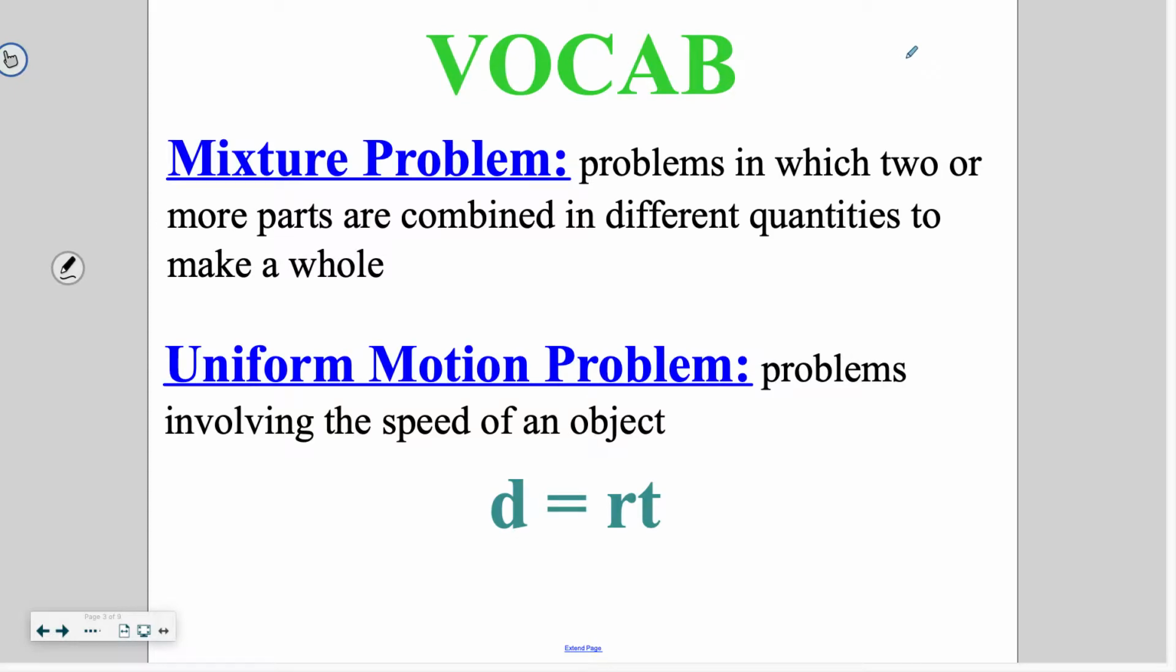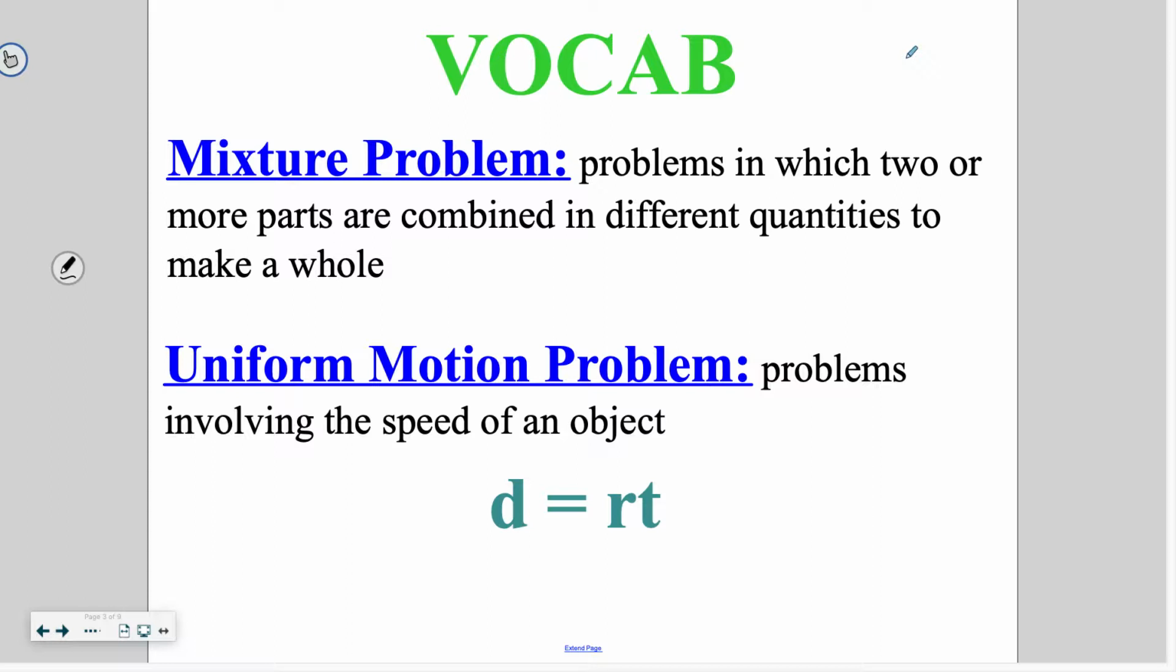A mixture problem is a problem where there are two or more parts being combined in different quantities to make a whole. You can think of this as a recipe. If you are doing some cooking, you're pouring in sugar and flour and chocolate chips and oil and everything that you need to make your chocolate chip cookies. The mixture problems are going to tell you how much you need to make the proper recipe.